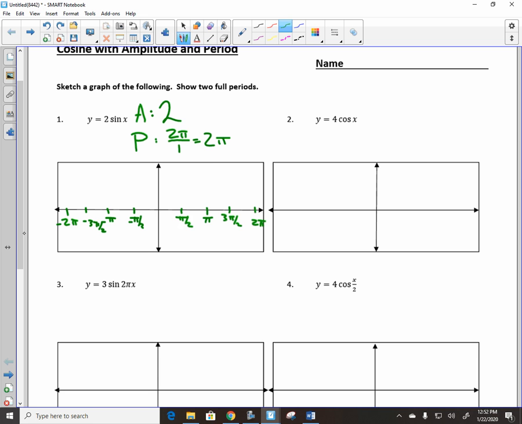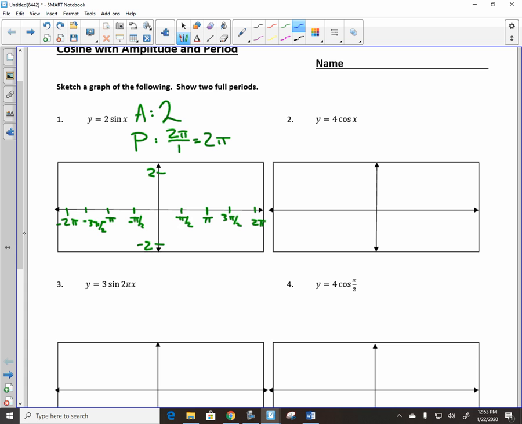I'm going to mark 2 for the maximum spot and then -2 for the minimum spot. That's the structure of my graph. I can now place the graph of 2 sine of x onto that. So we have 2 sine of x.